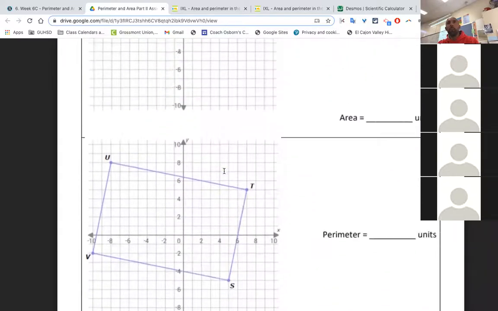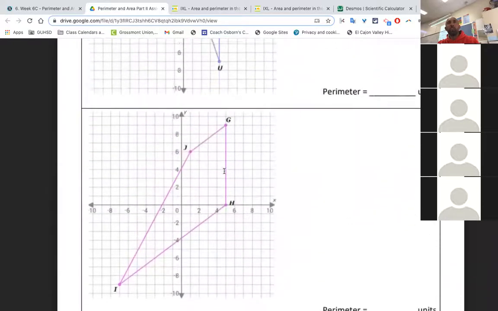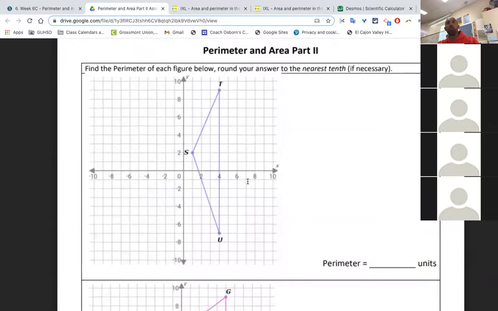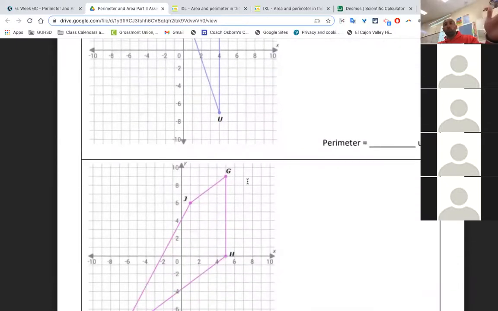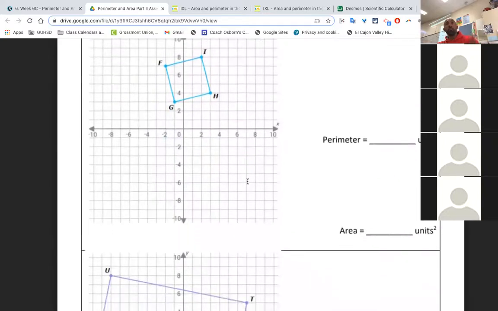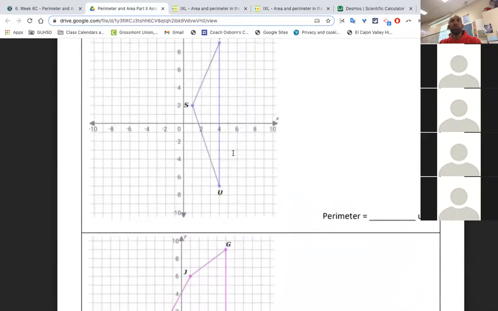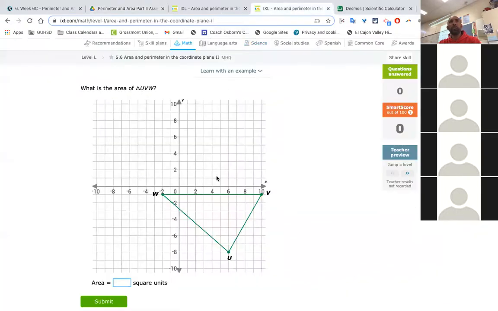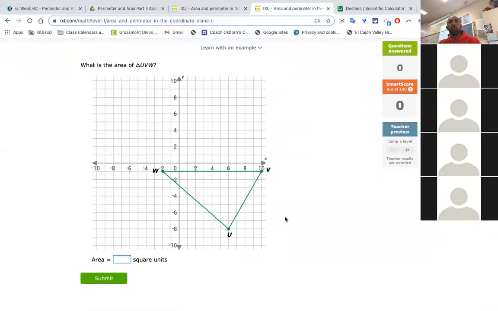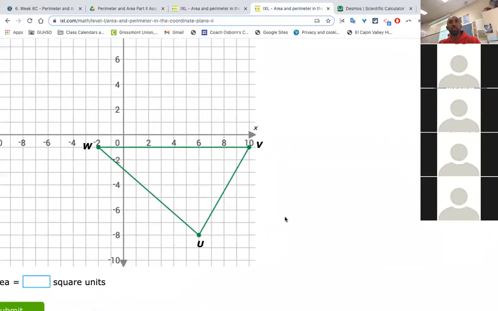Okay. So we're going to look at one of each of these types of shapes on how to figure it out. So when you get this type of shape, it's just asking for perimeter. When we're down here with these shapes, we're asking for the perimeter and the area. So let's start with a shape that kind of looks like this. And I'm going to go to IXL. This is another assignment that's similar to that. And we're going to create a shape something like this.